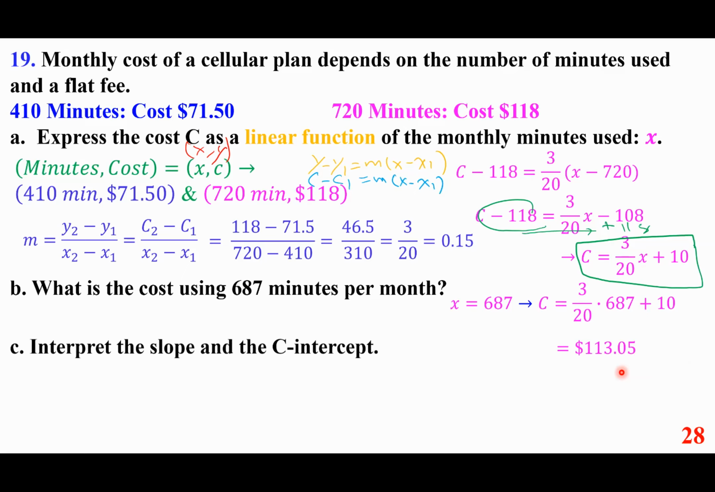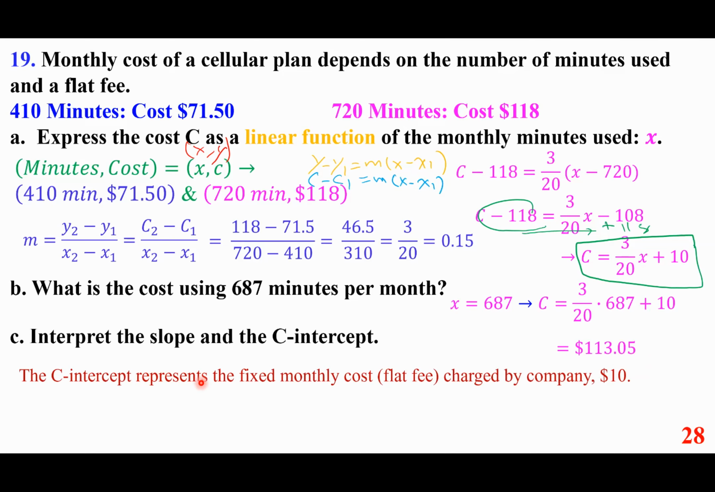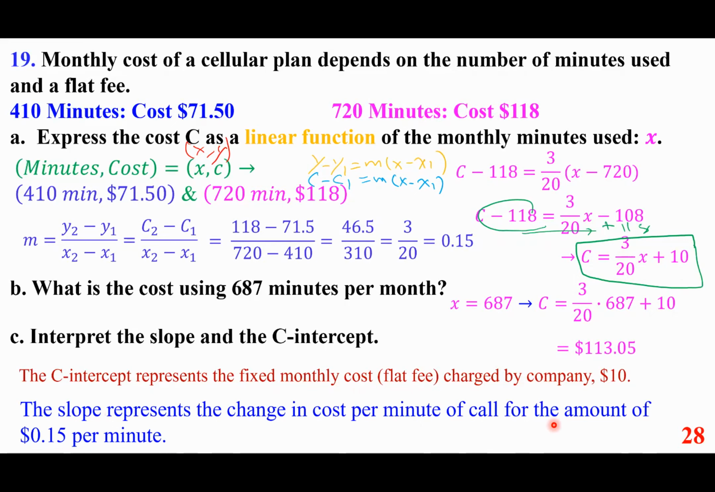Remember that. And finally, what is the meaning of the slope and the c-intercept? The c-intercept represents the fixed monthly cost, flat fee charged by the company, which is 10 bucks. According to this formula, they charge us 10 bucks no matter what. And the slope is 3 over 20 or 0.15. The slope represents the change in cost per minute of call for the amount of $0.15 or 15 cents per minute. That means for every minute they charge us 15 cents. And so however many minutes times 15 cents plus the fixed cost, the flat rate of 10 bucks that we were being charged in the first place.